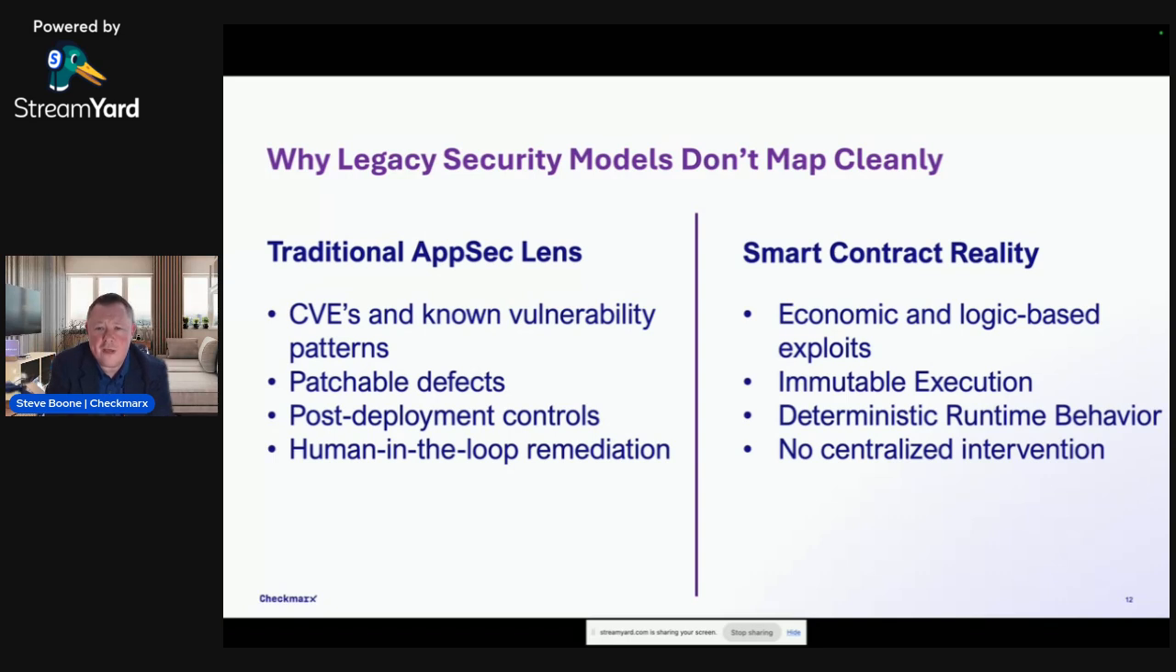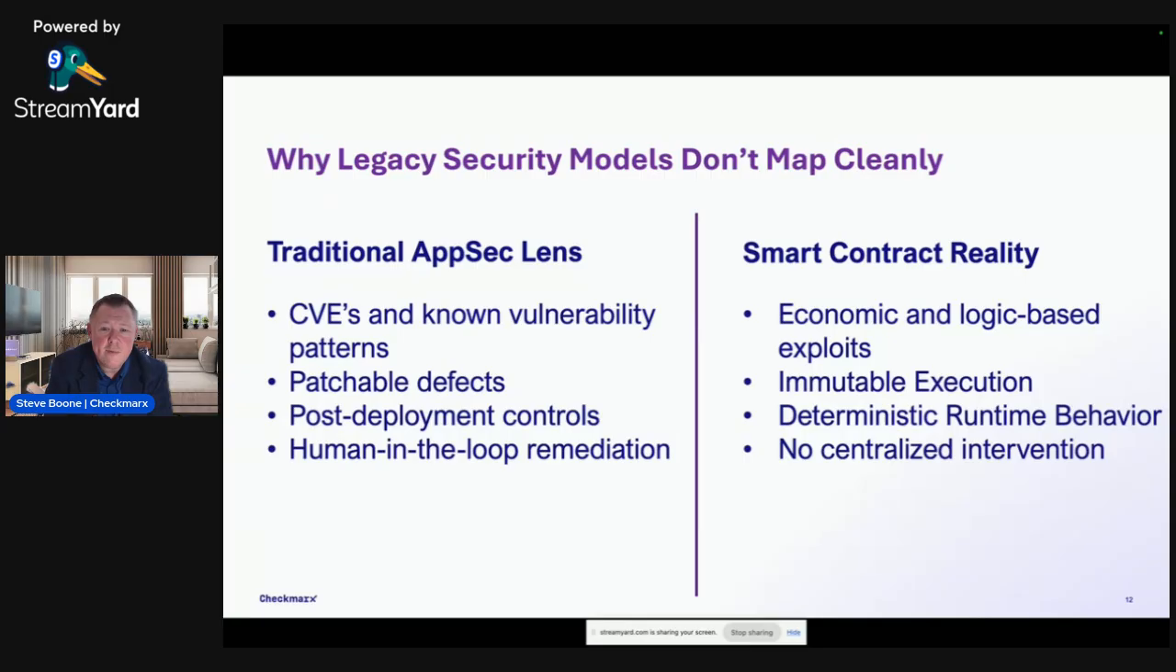Now, earlier we talked about those traditional AppSec models, and when we think about them, they assume a handful of things, right? One is that vulnerabilities are patchable, and the idea of remediation is iterative. And obviously there are controls that exist after deployment to allow that. But smart contracts, honestly, they break those assumptions. The exploits are often economic or logic-based, and the execution is largely deterministic and not reversible. So there's really no runtime safety net.